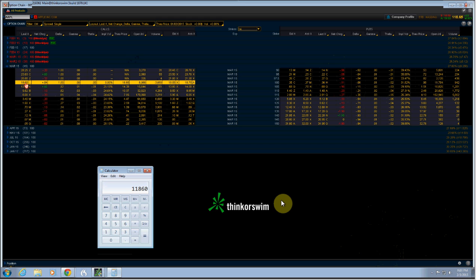What percentage of that $11,860 would I have to put at risk to actually get the exact same reward? Well, let's see. Right now, the last transaction was $18.60. Each contract is relative to 100 shares. It's $1,860. If I divide that by the 11,860 it would cost me to buy the shares, and multiply that by 100, I'd be at about 15.5%.